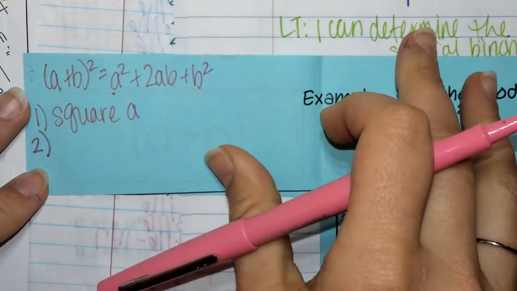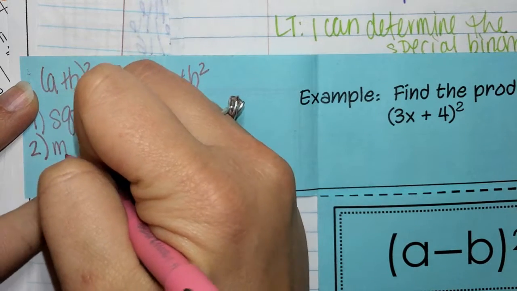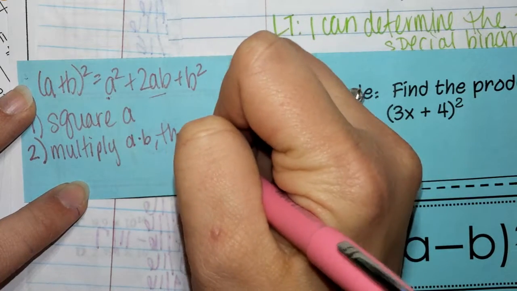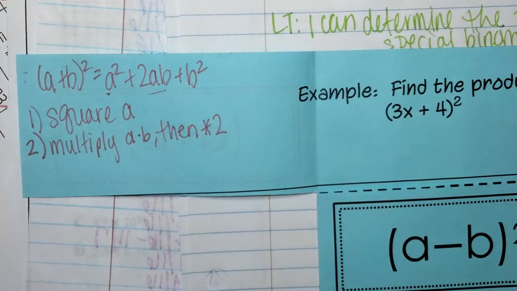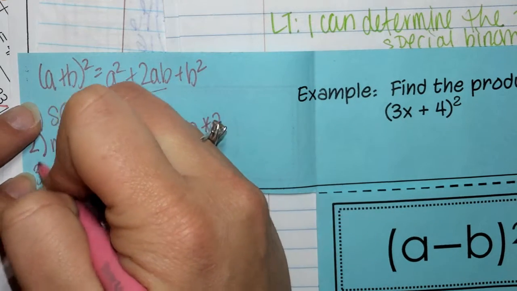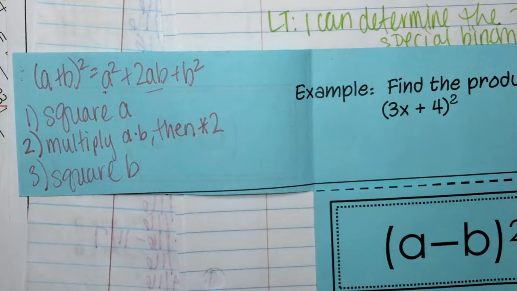Alright, number two, the second step. We're trying to get this guy. So to get this guy, you multiply a times b, then you multiply it by 2. And that's how we get 2ab. So then the last thing that we're trying to get is that last term. And all you do is square b. And that's how we get b squared.